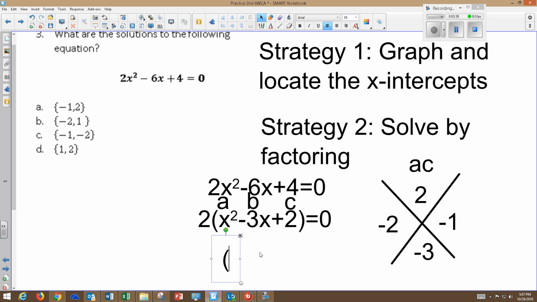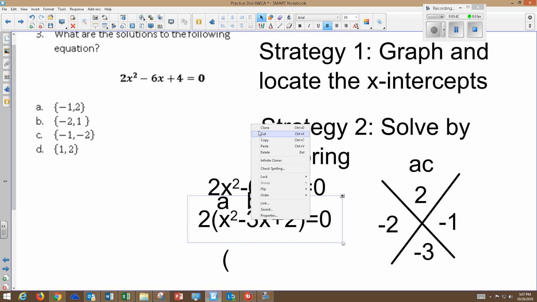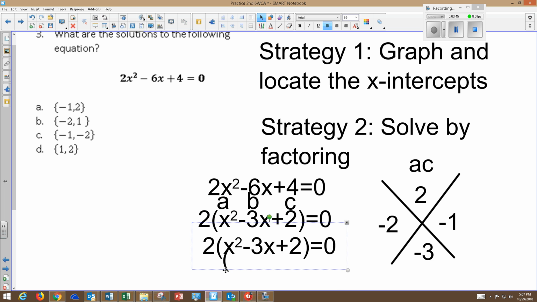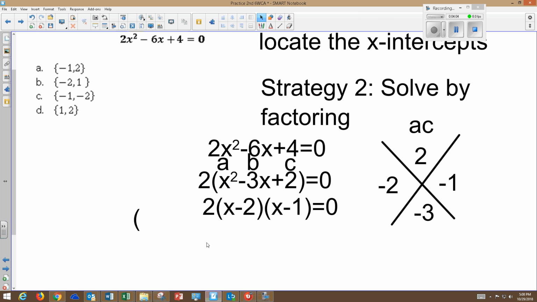Then that means I can write this last statement and go ahead and fix this. This x squared minus 3x plus 2 can be rewritten as x minus 2, and then I've got another x minus 1. Which tells me my intercepts: x can be either 2 or 1. And that's exactly what D says. So that's solving by factoring.